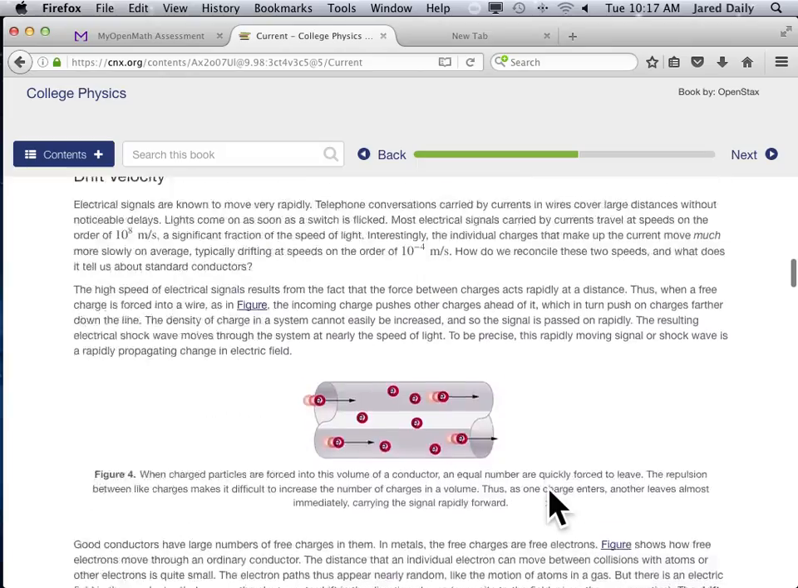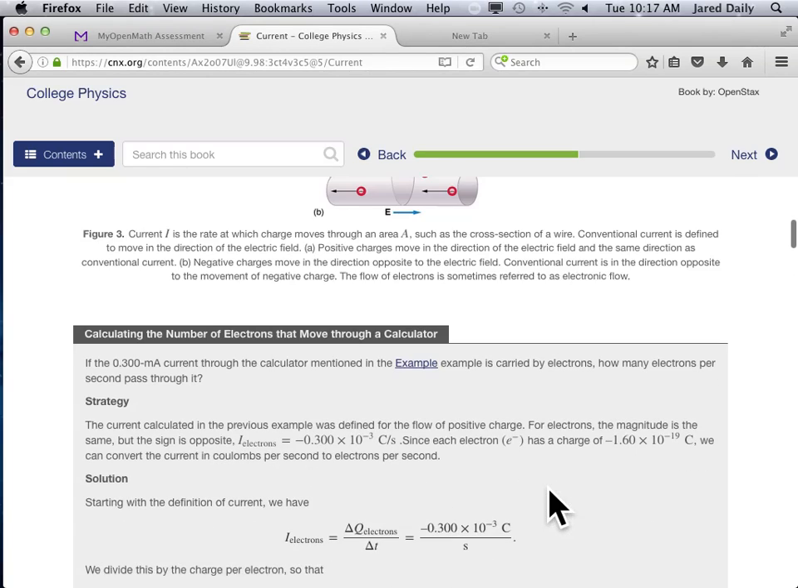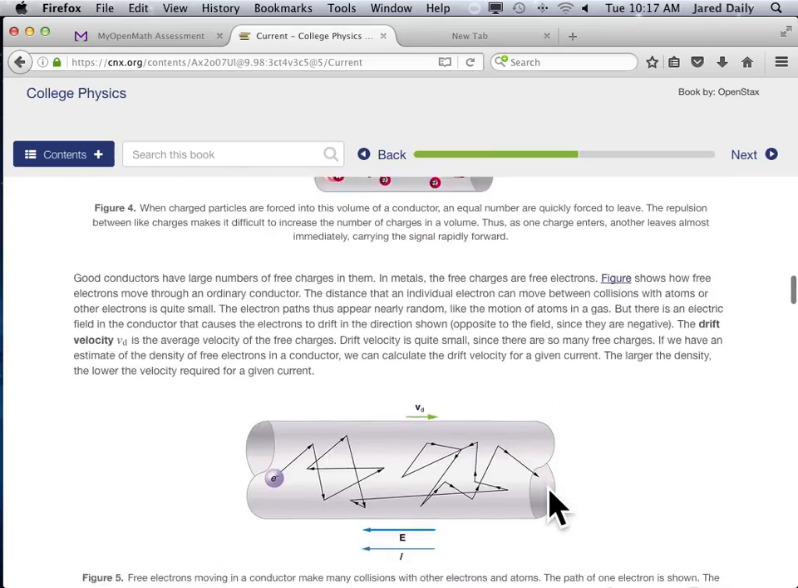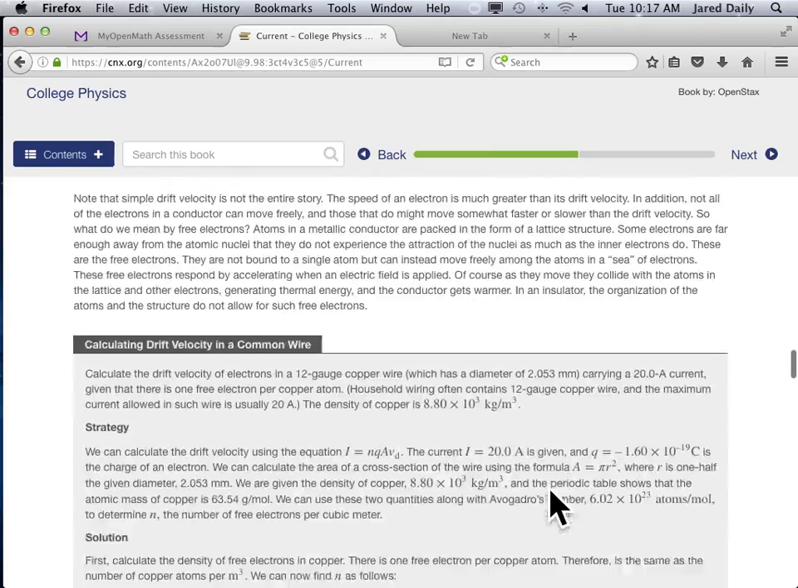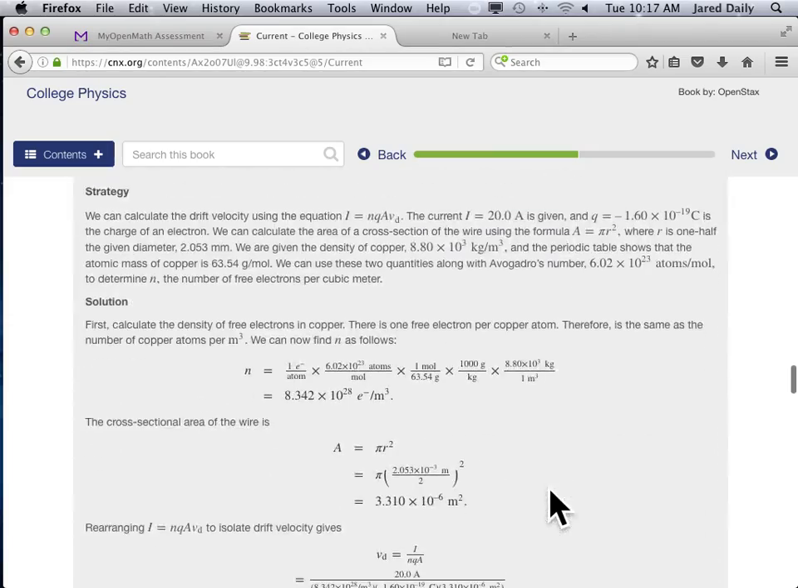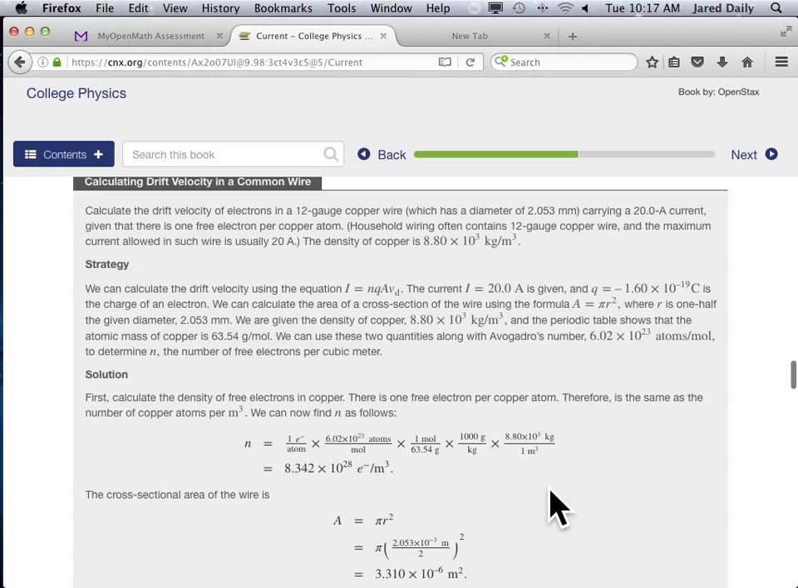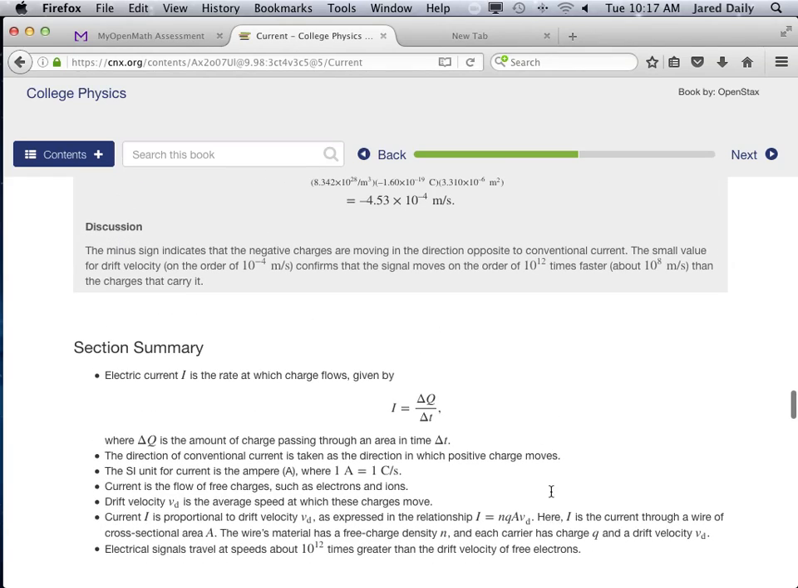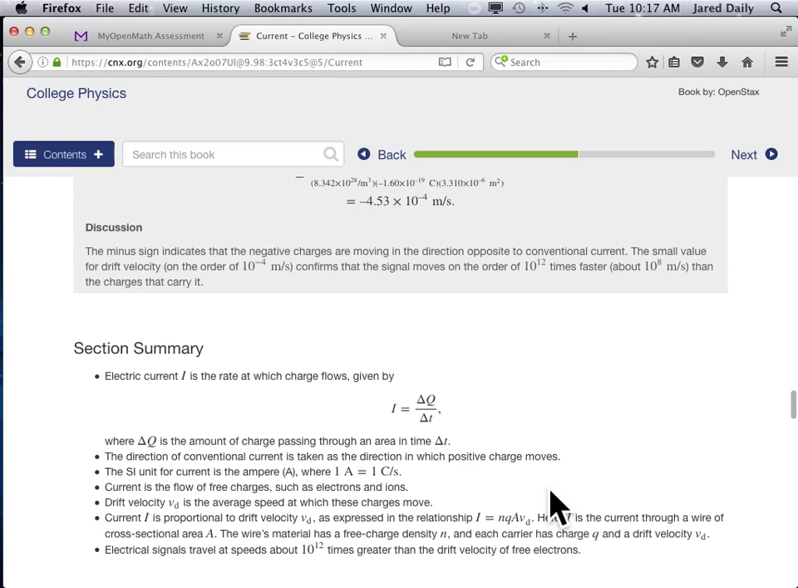The signals that it carries, in other words, the actual electricity, move closer to the speed of light. It's about 10 to the 8. It's not quite the speed of light, but it's pretty close. They didn't say it here in the problem, but it's true. In the discussion, they do mention that the signal that electricity carries is moving at about 10 to the 8 meters per second, which is close to the speed of light.